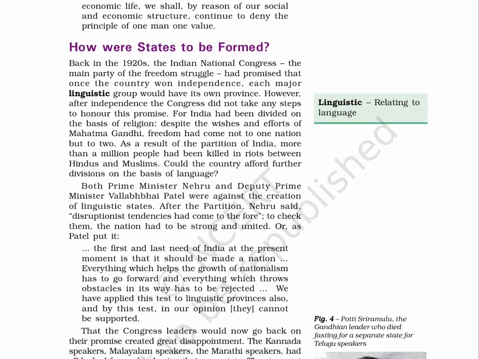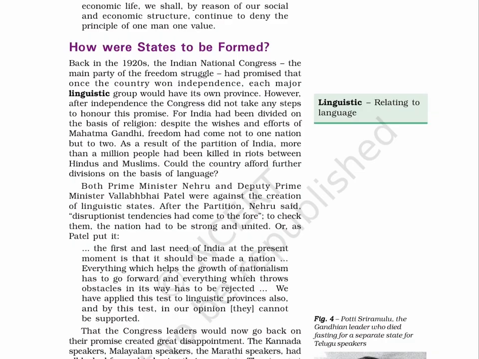For India had been divided on the basis of religion. Despite the wishes and efforts of Mahatma Gandhi, freedom had come not to one nation but to two. As a result of the partition of India, more than 1 million people had been killed in riots between Hindus and Muslims. Could the country afford further division on the basis of language?